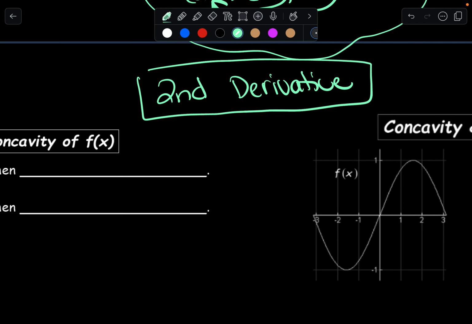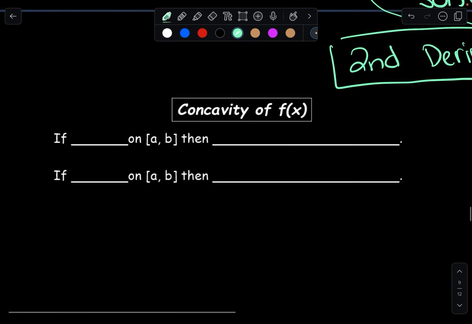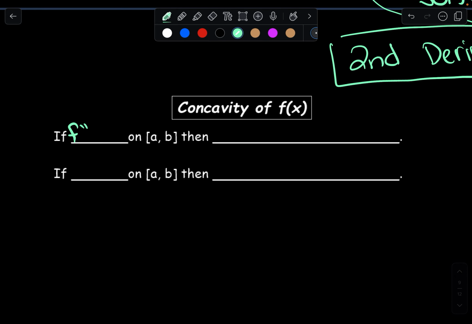So this video is going to be on concavity, and we can tell the concavity of a function by looking at its second derivative. If f double prime is greater than 0 on the closed interval from a to b, then f of x is concave up on the open interval from a to b.